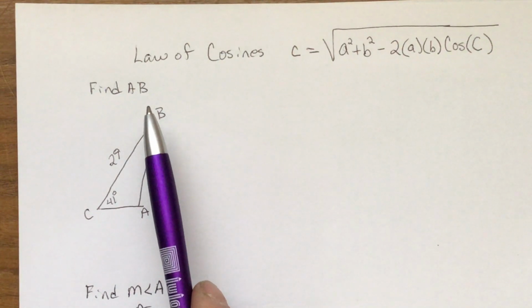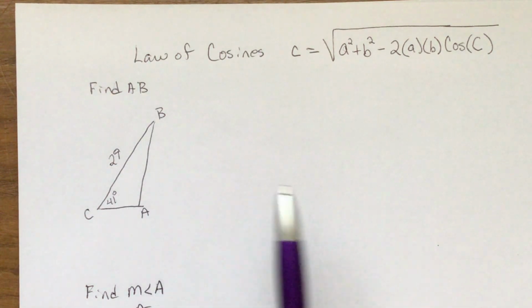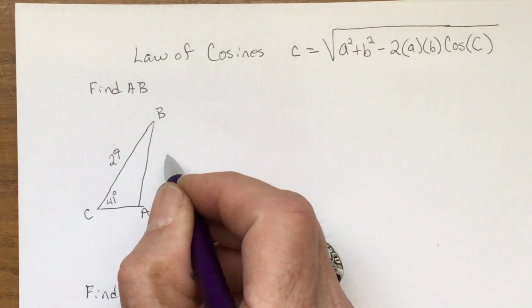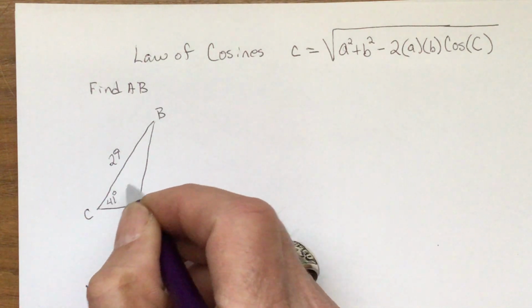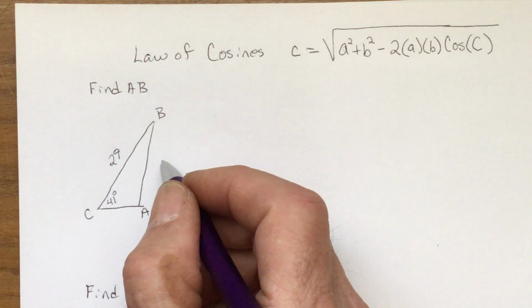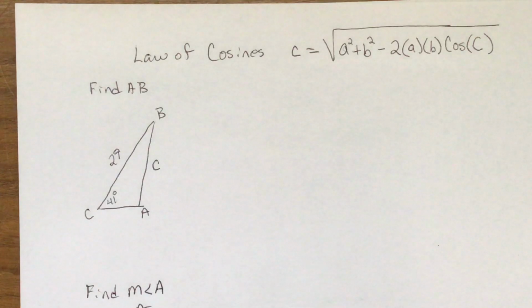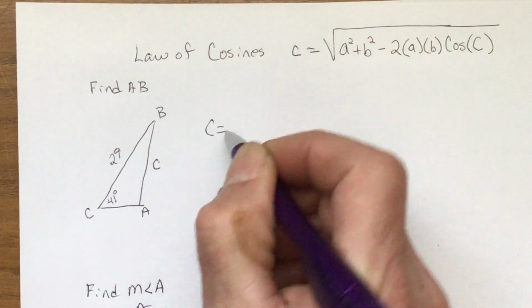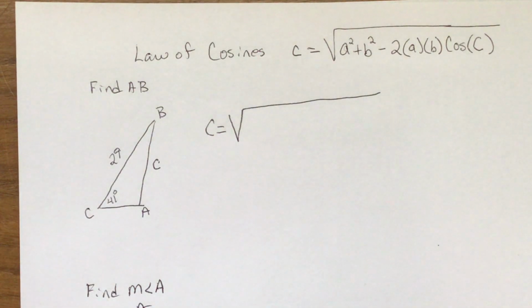On your worksheet, it says find AB, the distance from A to B. We're going to call this side c. It's just the side that we're looking for. It's also across from the letter C for angle C. That's probably more than just a coincidence. So here's little c. All right, so c equals, just like the formula. Now a and b.